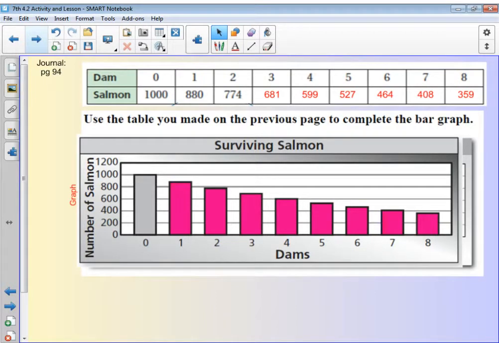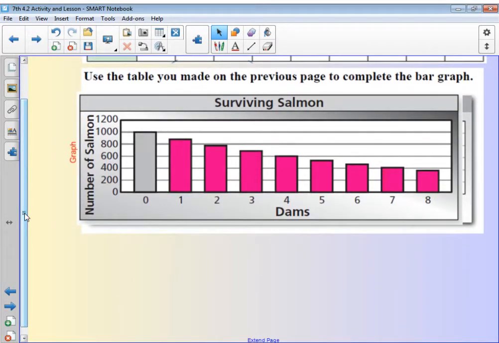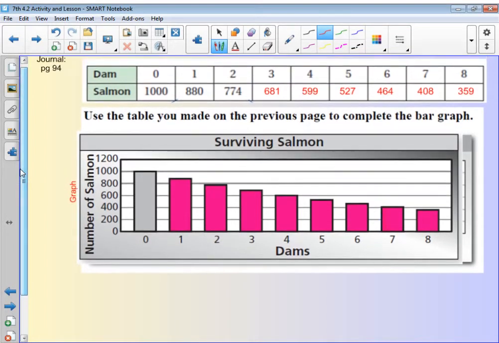Now let's discuss what this is really representing. It's representing that we had 88% survive each dam, but it didn't end up being 88% of the total fish, because at every dam it dropped by that amount. So let's figure out what percentage of the fish actually survived. When we look back at our number for our 8th dam, we had 359 salmon that survived, out of, we originally started with, 1,000.